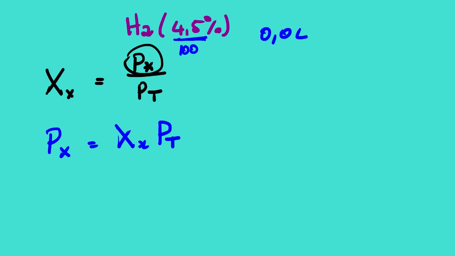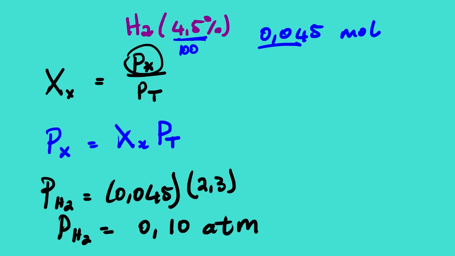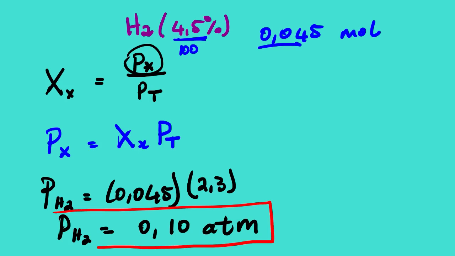So we have 0.045. Remember that if you want to convert this to percentage, we multiply by 100, which gives us 4.5. In this case px equals 0.045 times our total pressure of 2.3. Instead of px we can use pH2 because we're looking for hydrogen. The partial pressure of hydrogen is 0.10 atm. This is the first part of our answer. We are done with the first gas. Let us go to the second one.